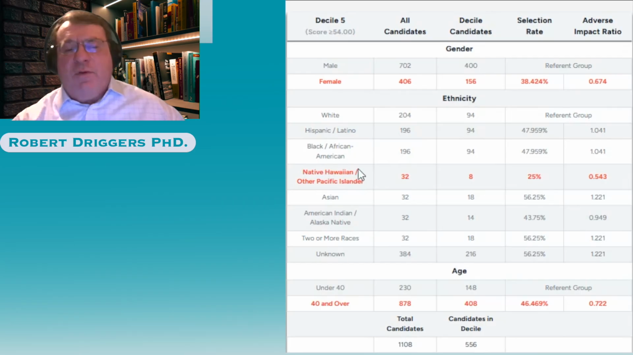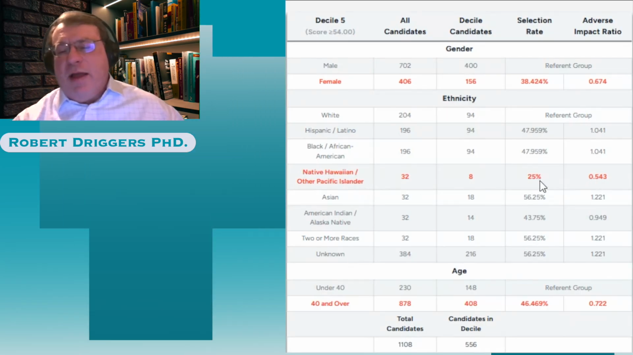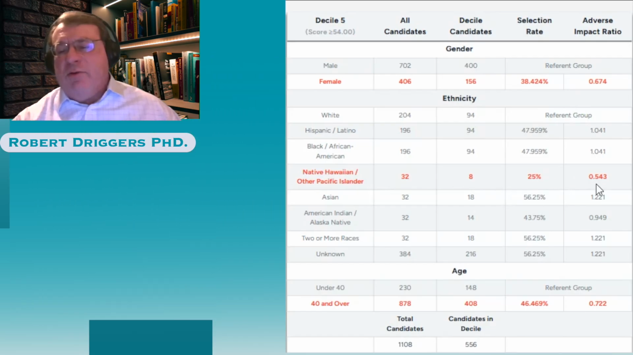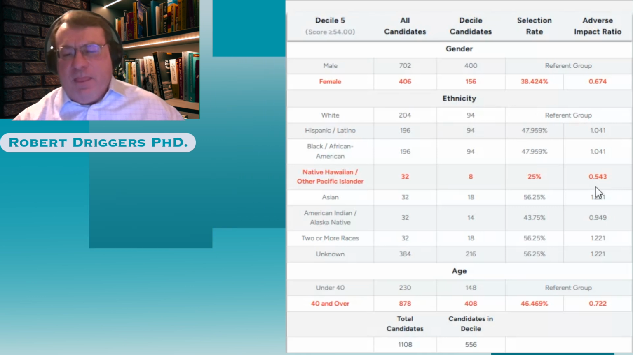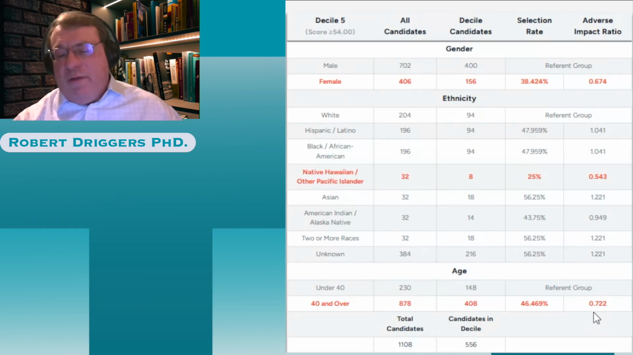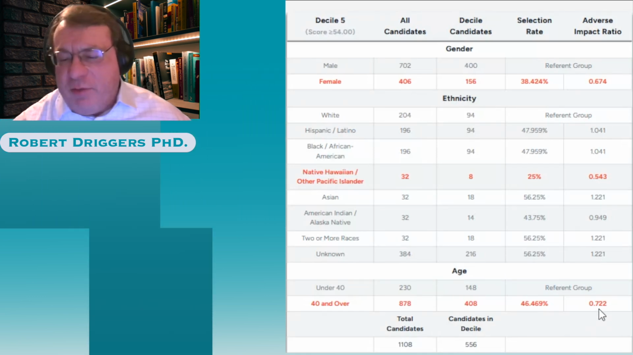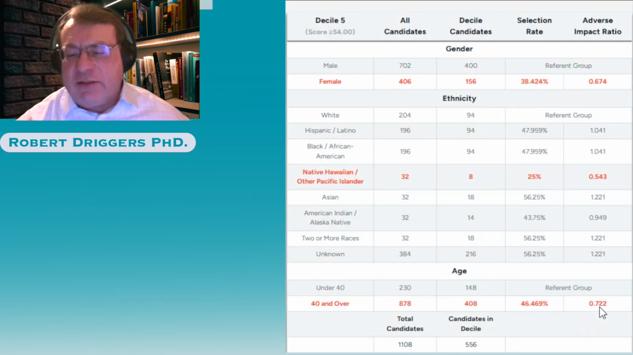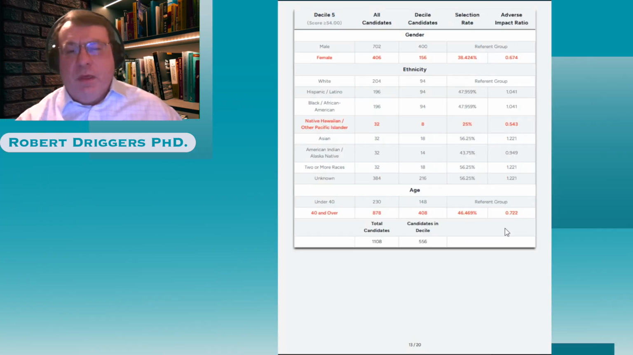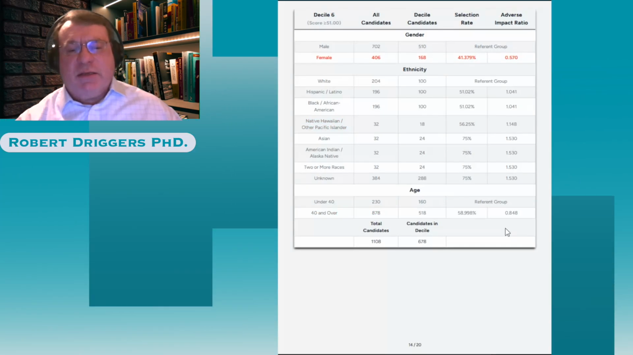Unlike them, Native Hawaiian or other Pacific Islanders still have a low pass rate, a 25% pass rate, and their 80% rule value is 0.543. So they are still violating that value. As you can see with age, we have a better adverse impact value than we did previously, but it still violates. It's still below 0.8. Okay, we're moving on to decile 6.